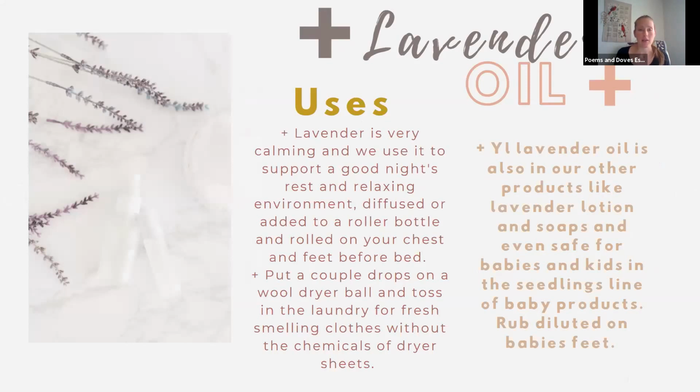You can add it if you have those wool dryer balls. So instead of a dryer sheet to put in your dryer with your clothes, they sell wool dryer balls, and you can just put drops of your chosen essential oil on the wool dryer ball, put it in the dryer, and it infuses your clothes with the scent of that oil. It makes it smell really good.